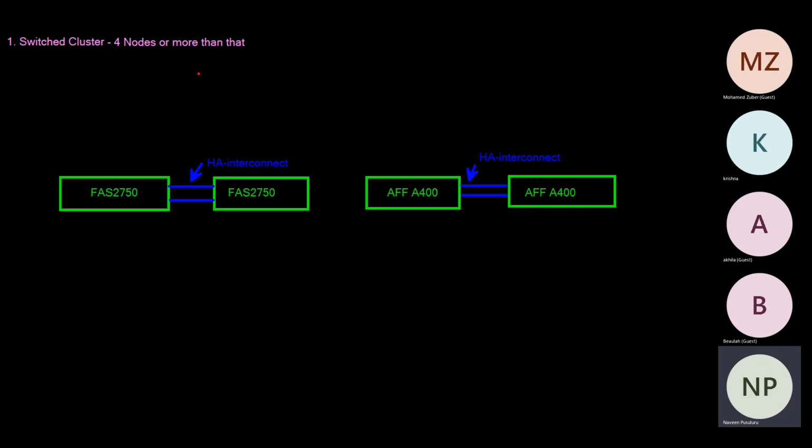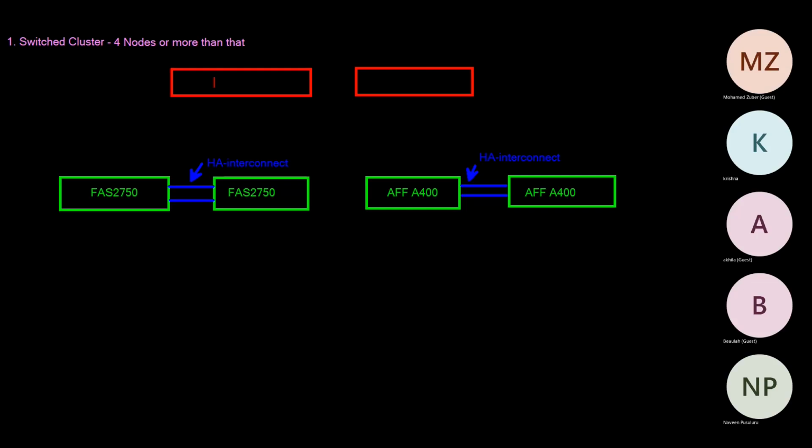That is the reason we need to install 2 switches here. This is one switch. This is another switch. Two switches here: switch one and switch two. These two switches will have ports. These are network switches only, but these are specially designed by NetApp. We'll bring these switches from NetApp only.